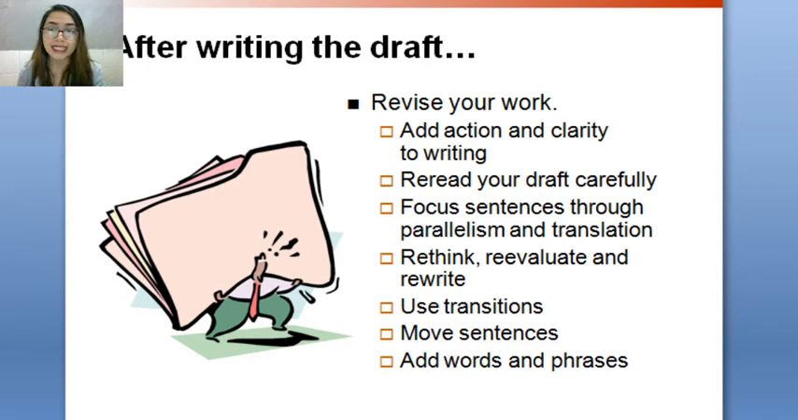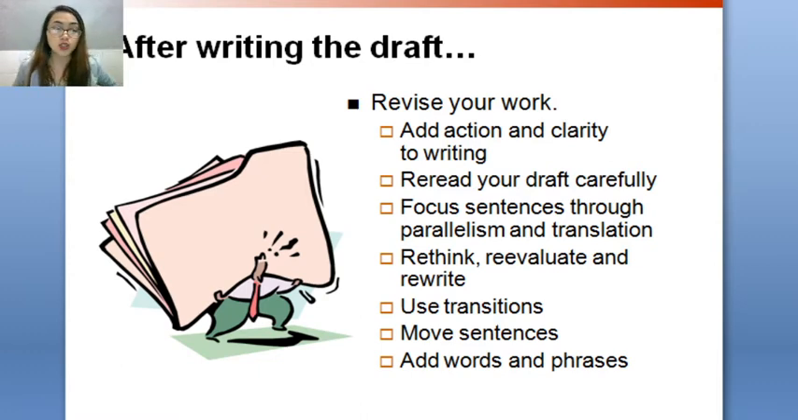In focus sentences, through parallelism and translation, rethink, re-evaluate, and rewrite. Of course, you have to rethink. You always ask why. Tama kaya itong ginagawa ko or sinabi na to? Is there a way na magiging mali yung thought or idea na to? So, you have always to rethink about it.